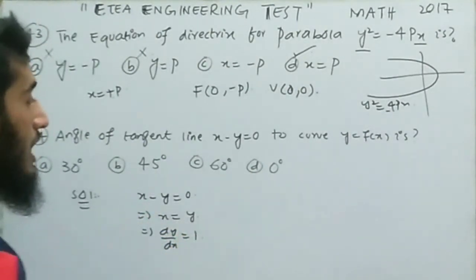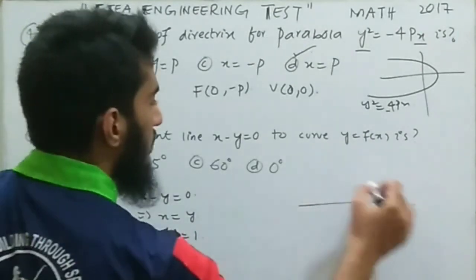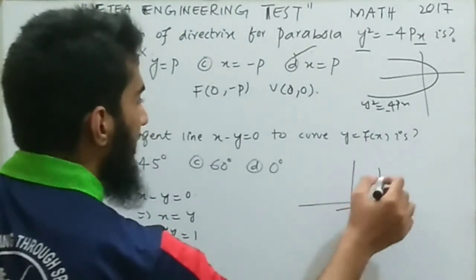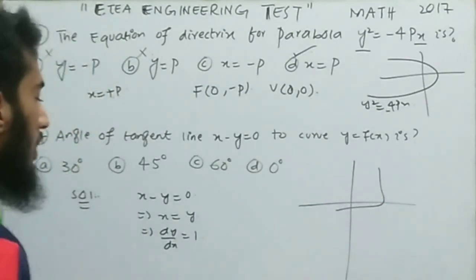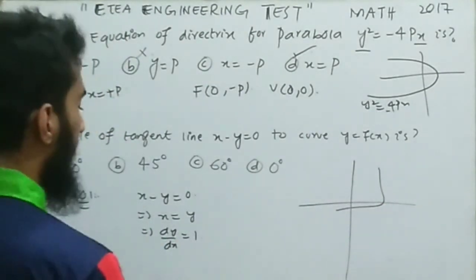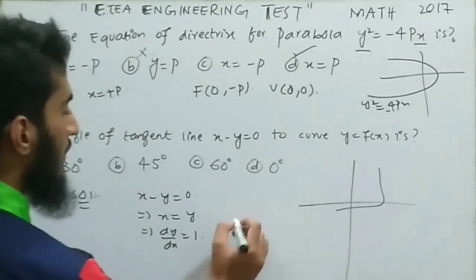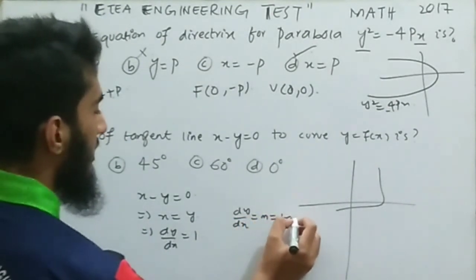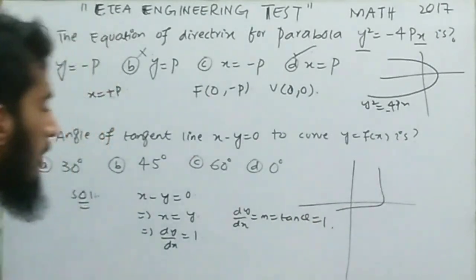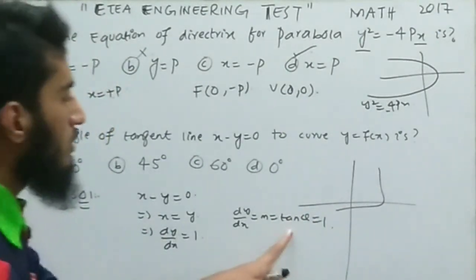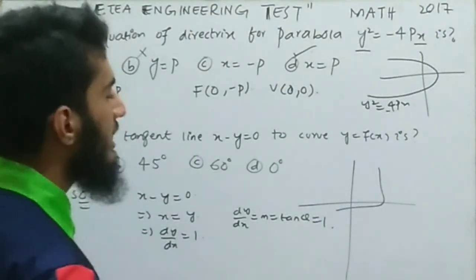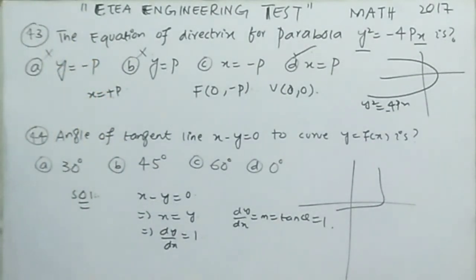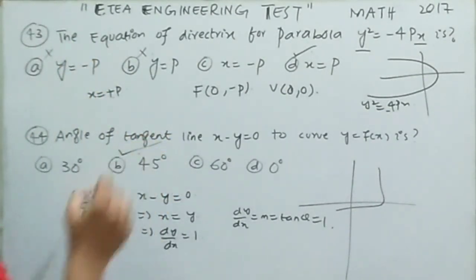Now you also know that, let's suppose this is the plane, y divided by x is actually called slope, and is equal to tangent theta. So dy by dx will be equal to the slope m, which is equal to tangent theta, which is equal to 1. Now we are going to find the angle. So tangent theta is equal to 1 only when the angle is 45 degrees. So the correct option for MCQ number 44 will be option B.